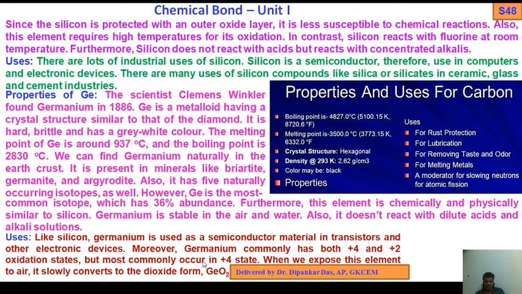Moreover, germanium commonly has both plus 4 and plus 2 oxidation states, but most commonly occurs in the plus 4 state. When you expose this element to air, it slowly converts to the dioxide, GeO2. So these are the properties and uses of germanium.